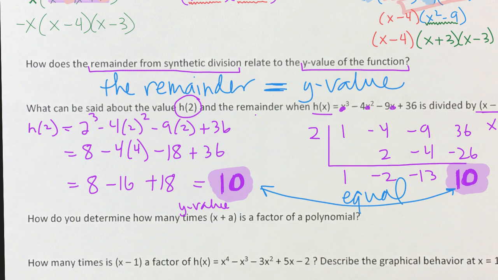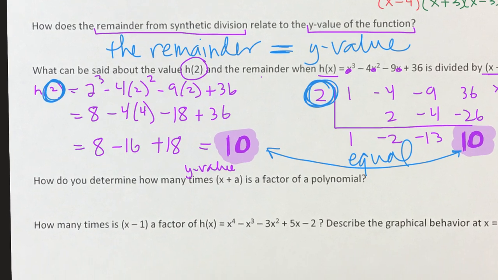Okay, that's the remainder theorem. As long as the number that you're synthetically dividing is the same as the number you are plugging in, those two things should be equal. Now, if they're different numbers, if that was a positive 2 and a negative 2, then they would not be equal, potentially. But if they are the same number, then they have to be equal.